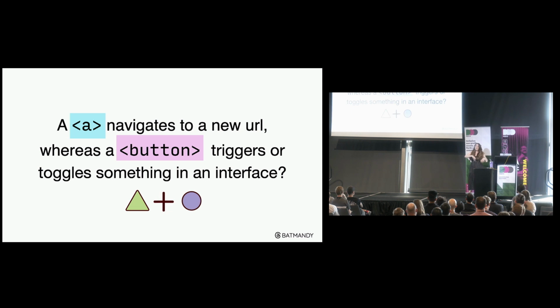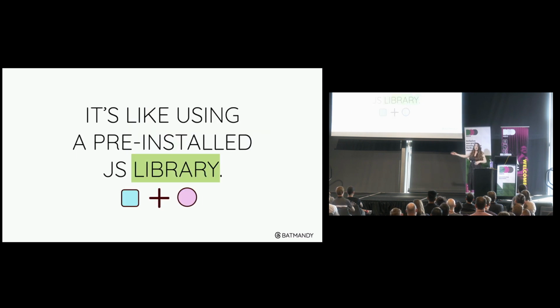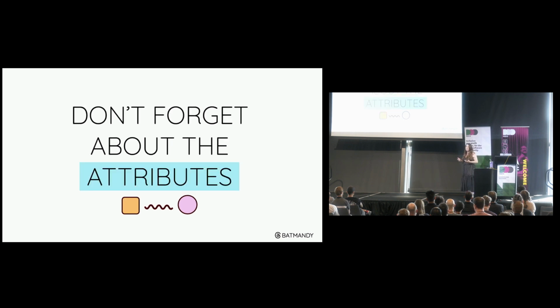And using these things with all that built-in functionality is just like using a pre-installed JavaScript library. You don't have to install another npm package with all of those hundreds of files that come along with it. You can just use HTML and get all that for free. Unless JavaScript is good, because that gives us smaller JavaScript bundle sizes, and we like them because it improves our performance. So make the most of the built-in functionality. And like HTML elements, attributes also come with a lot of built-in functionality. And that's what I want to talk about for the rest of the talk.